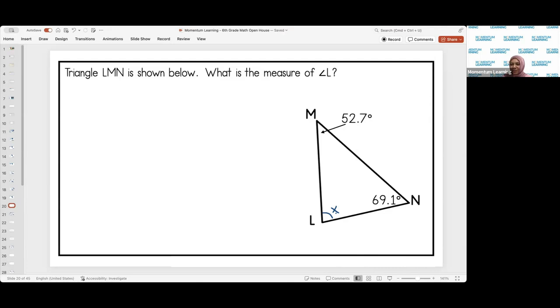Good job, Emily. You found it. Yes, Matthew, you are right. You know the way, so we are going to write the equation.